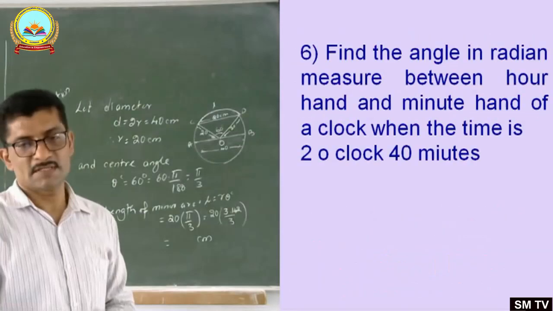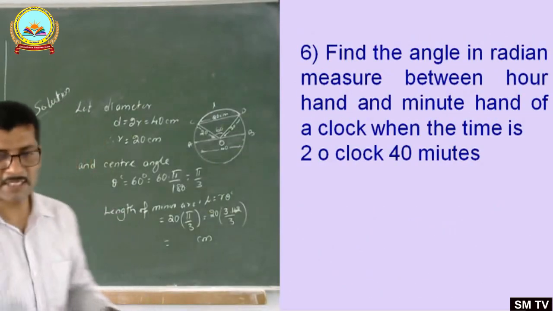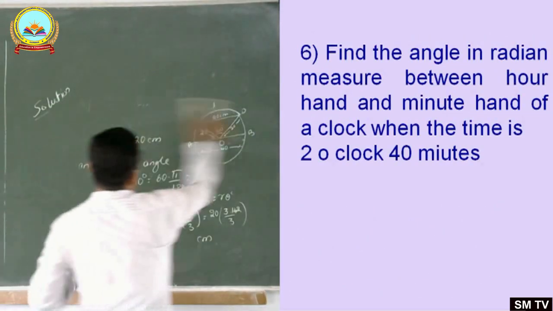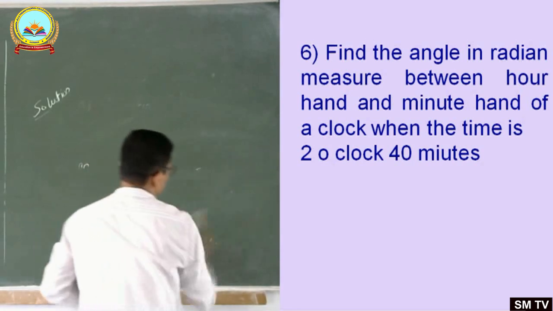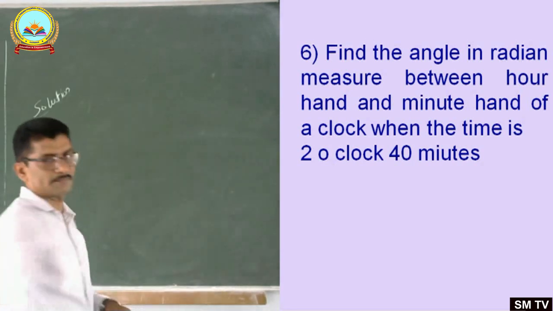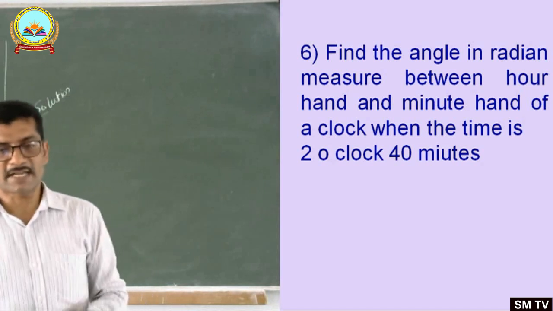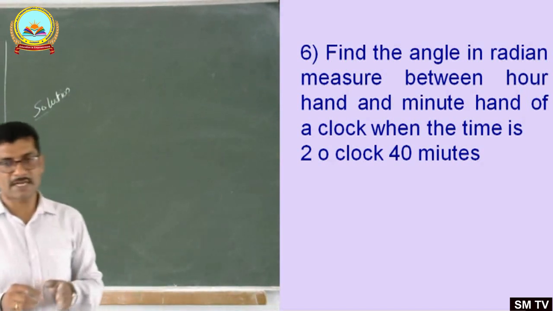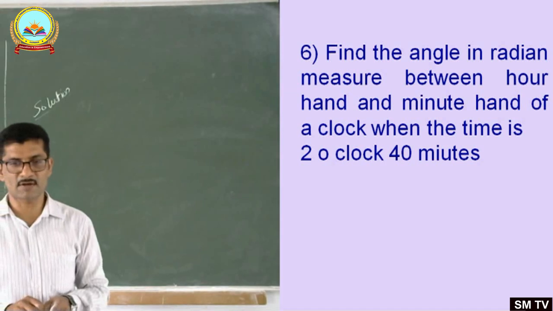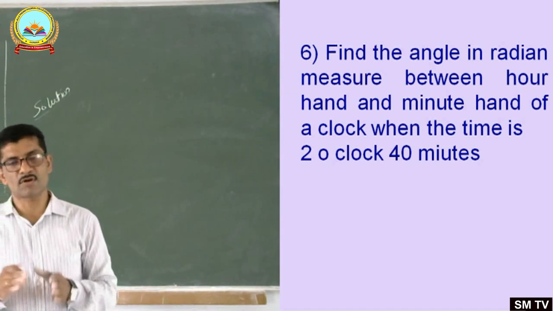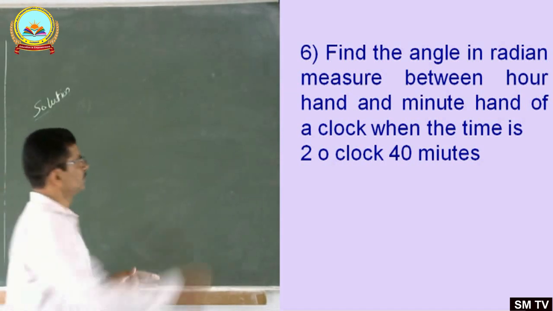It's clear? The next problem is a similar type of question. It is also very useful and is asked in competitive exams at times. Find the angle in radian measure between the hour and minute hands of a clock when the time is 2 o'clock 40 minutes.